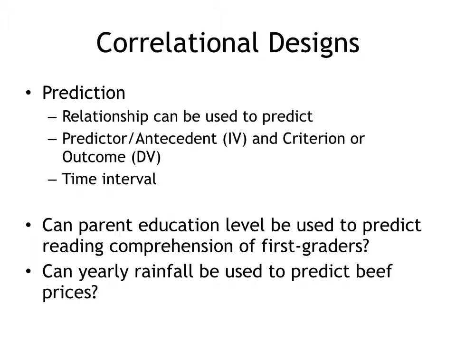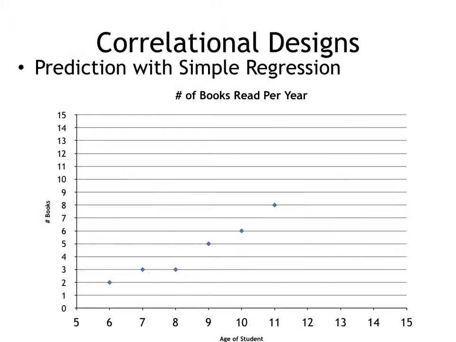A non-education one that will make sense if you go to the grocery store. Can yearly rainfall in the Midwest be used to predict what beef prices are going to be 6 months later? So we can take information that we have pretty solidly, we can know this, and then we can make predictions about what's going to happen in the future from them.